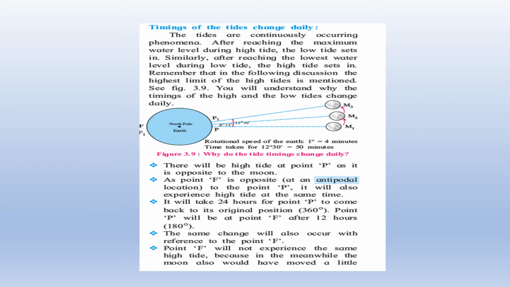After reaching the maximum water level during the high tide, the low tide sets in. Similarly, after reaching the lowest water level during low tide, the high tide sets in. Remember the following discussion: the highest limit of the high tide is mentioned in figure 3.9. This is called the daily movement, or the daily change in timing. It will take 24 hours for point P to come back, and P will be at point F after 12 hours. The same change will occur with reference to point F.